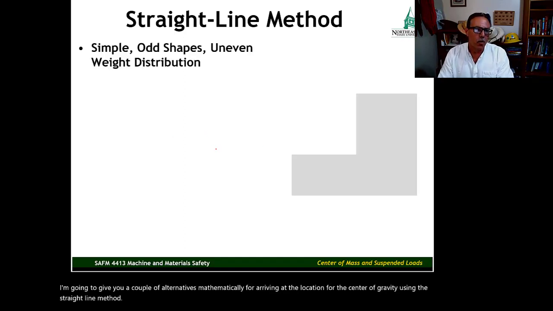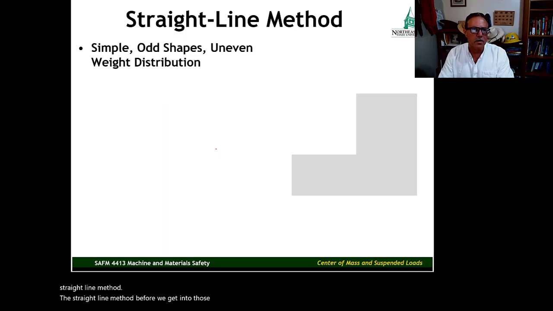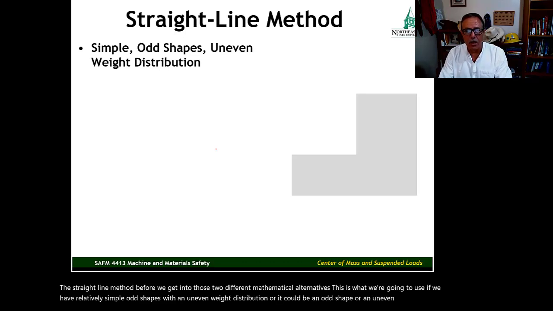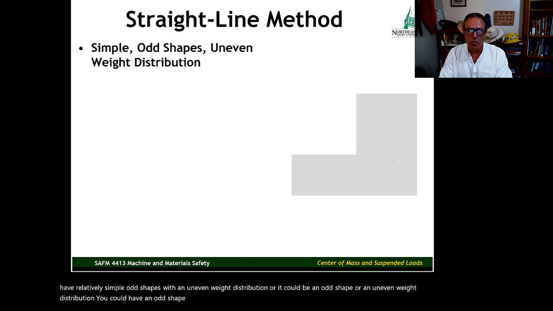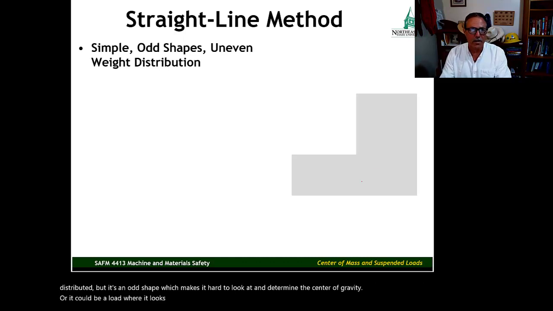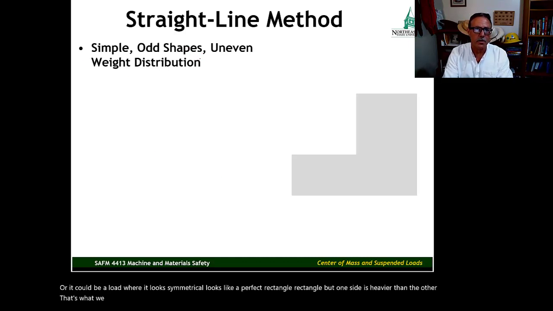Before we get into those two different mathematical alternatives, this is what we're going to use if we have relatively simple odd shapes with an uneven weight distribution. Or it could be an odd shape or an uneven weight distribution. You could have an odd shape like this L-shaped or backward L. All the weight's equally distributed, but it's an odd shape, which makes it hard to look at and determine the center of gravity. Or it could be a load where it looks symmetrical, looks like a perfect rectangle, but one side is heavier than the other. That's what we mean by uneven weight distribution.